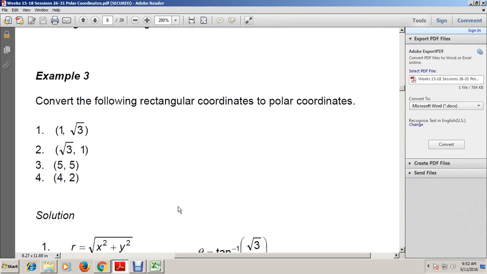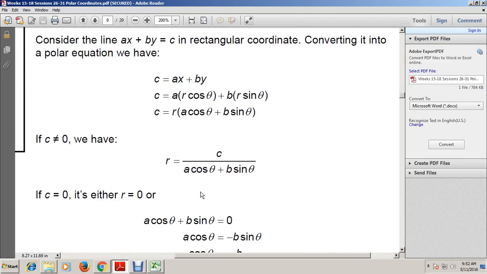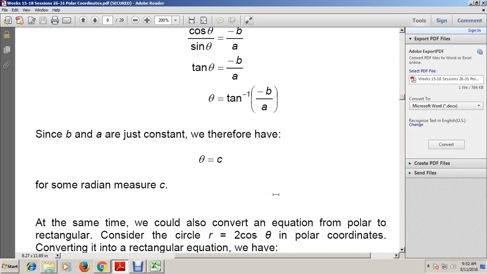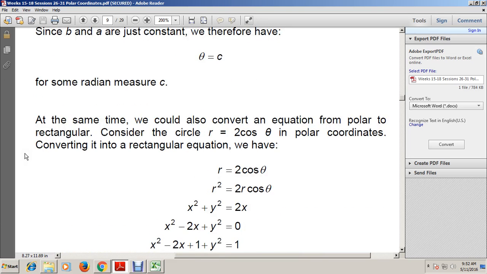Okay, so going back to our example for the polar graph, what we see here is that if we're going to solve for tangent, tangent should be sine over cosine, so that is a over negative b. So arc tangent is actually negative a over b, or a over negative b, or simply negative b a over b. Now, since b and a are just constants, we therefore have theta is equal to c.